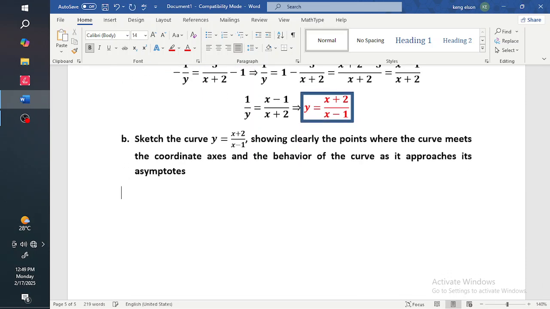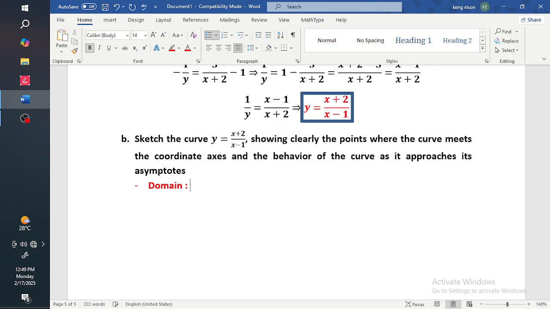Alright, so we have been asked to sketch the curve y equals (x plus 2) over (x minus 1), showing clearly the points where the curve meets the coordinate axes and the behavior of the curve as it approaches its asymptote. So the first thing to do is to find the domain of definition of the curve.